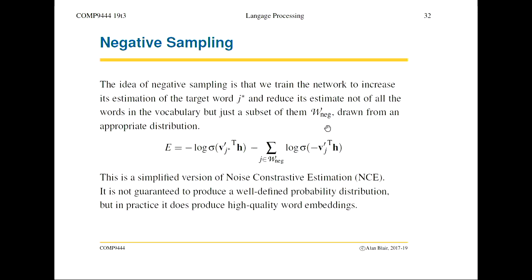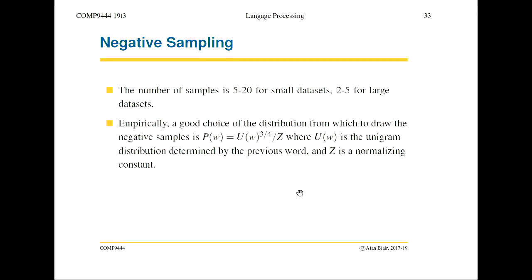Now, how many negative samples do you need? Well, for small data sets, you need about 5 to 20. For large data sets, you can often get away with just between 2 and 5. Again, these are things that are just determined empirically. There's no theory behind this. Now, from what distribution should you draw the negative samples? Again, this is just empirical.